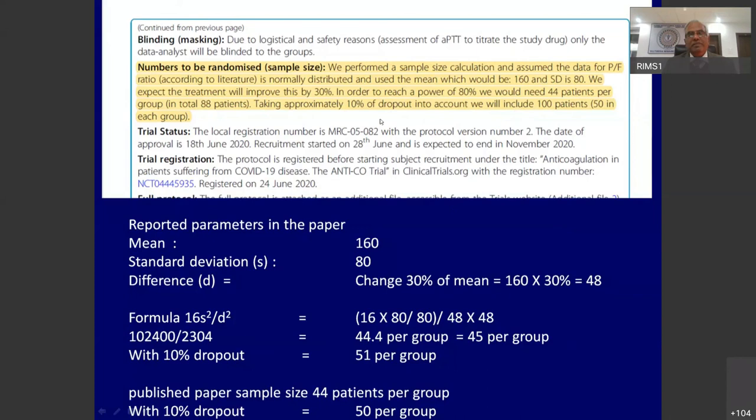So you see, this is what you find in published literature also. So the formula 16s square by d square, nobody is writing that formula, but you know, this is something which works quite well.